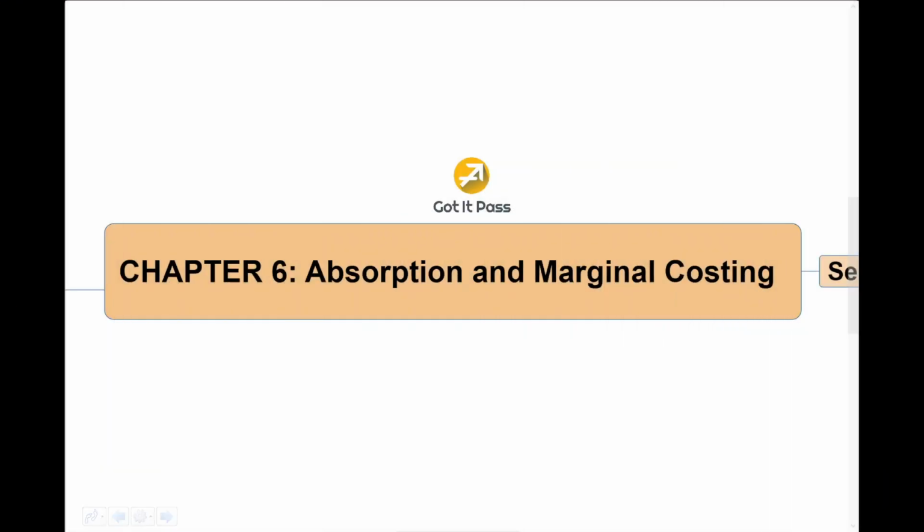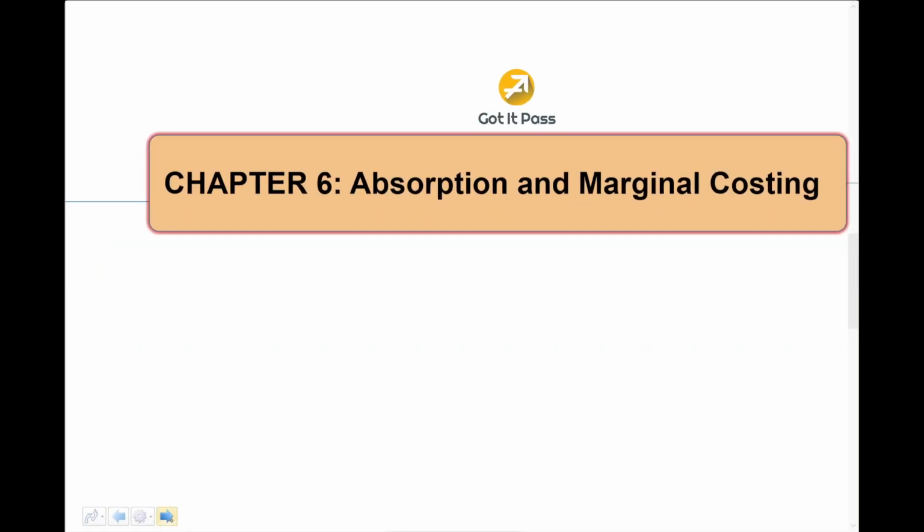So we move to Chapter 6, Absorption Costing and Marginal Costing. Now I can tell you this is definitely one of the go-to chapters in this course. There will absolutely, 1000% certainty, be questions on these two costing methods in your exam. So let's make sure that we understand the basics, but also the calculations. I think that's what the examiner is more than likely going to target.